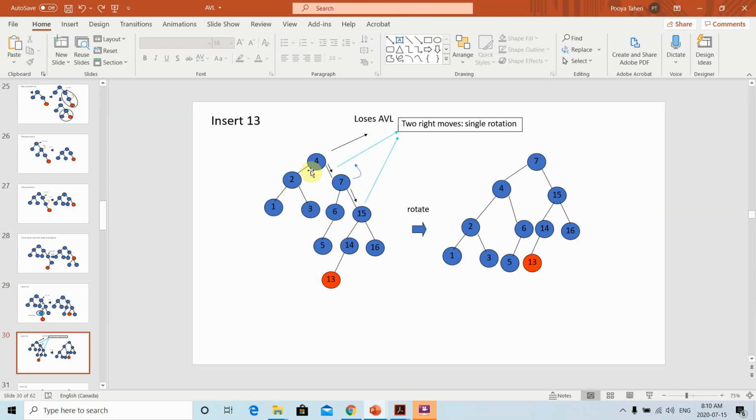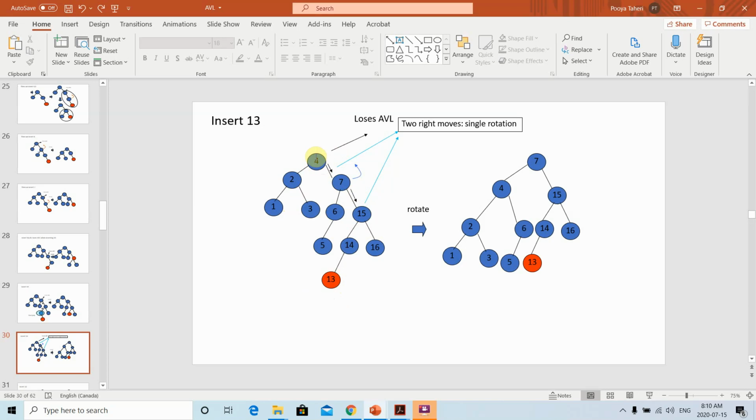We insert 13, right? 13 is greater than 4, greater than 7, smaller than 15, smaller than 14. You have a null pointer, so it's going to be inserted here. We have to calculate the balance factor for all the nodes starting from here all the way up to the root. 0, 1, 1, for this one it is 2 minus 3 is minus 1. For the root it is 2 minus 4. So the root loses the AVL property.